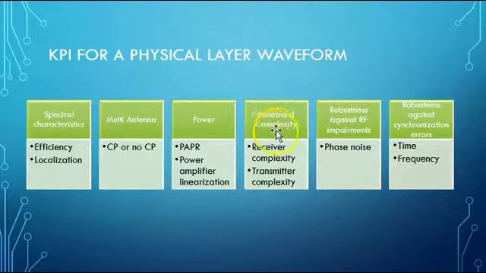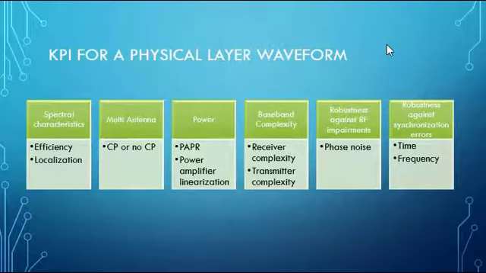The fourth is the complexity of the baseband system. As we move forward with 5G radio access technology, the algorithms are becoming complex, so the underlying waveform itself should not add to those complexities. For example, the equalizer design in the receiver or the transmitter complexity should not increase just because of the underlying waveform.